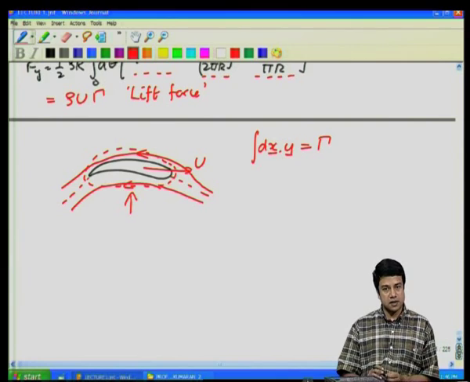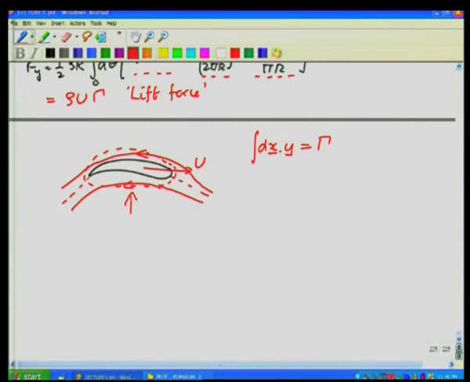So, in the next lecture, I will continue this and I will show you that this result is more general. The result rho u gamma is a general result. It holds for objects of any shape. The only thing you require is that there has to be a net velocity of that object with respect to the fluid far away, and there has to be a net circulation around that object. If these two are true, you will generate a net lift force, though the drag force will still be 0. The drag force is 0 because we have neglected viscous dissipation.